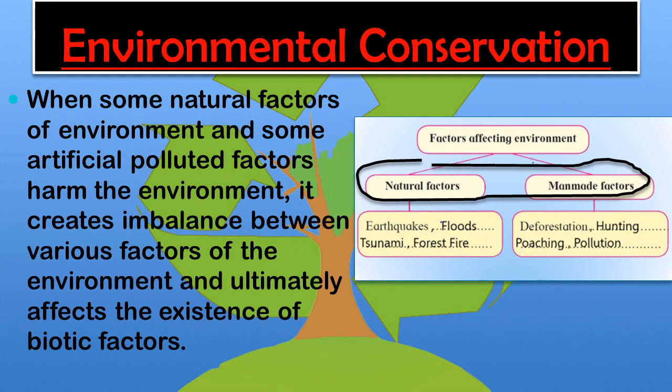And under the natural factors we have earthquake, natural disasters, like earthquake, flood, tsunami, forest fire. These are all naturally happening factors. And man-made factors are like deforestation, hunting, poaching and pollution. So these all are the natural and man-made factors which are causing harm to the environment.